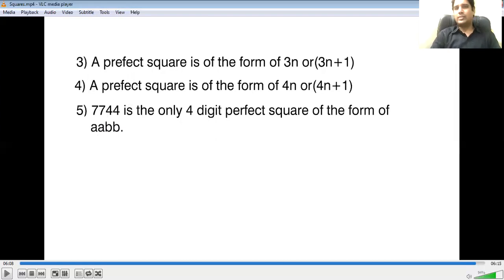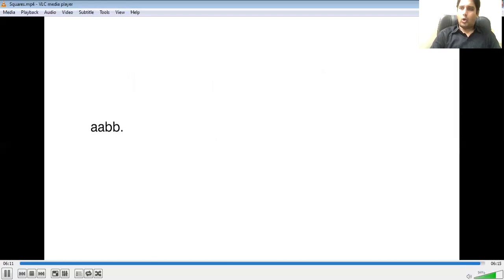So these are the various facts of a perfect square. I hope you would practice whatever concepts and mechanisms we have discussed in this video and make yourself comfortable with the square of any natural number.